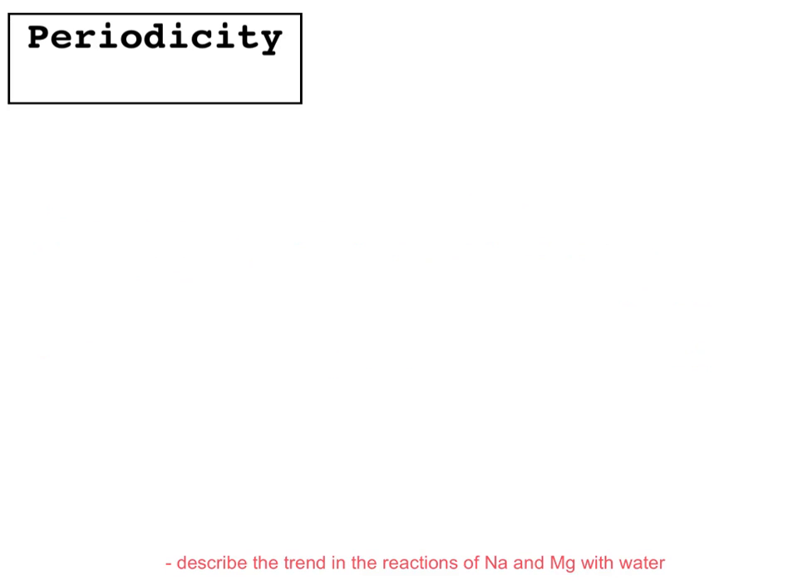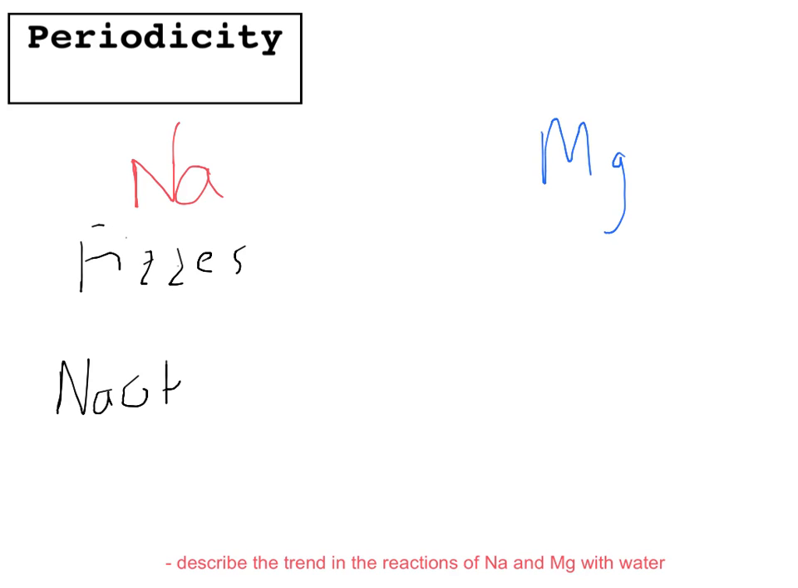So first off we need to describe the trend of the reactions of sodium and magnesium with water. So sodium, Na, in group 1 and magnesium, Mg, in group 2. Thinking back even to year 10, GCSE, we looked at sodium's reaction with water, and what happens is it fizzes and skims around the surface of the water because hydrogen is being made. So what's being made is sodium hydroxide and hydrogen from the sodium and water.